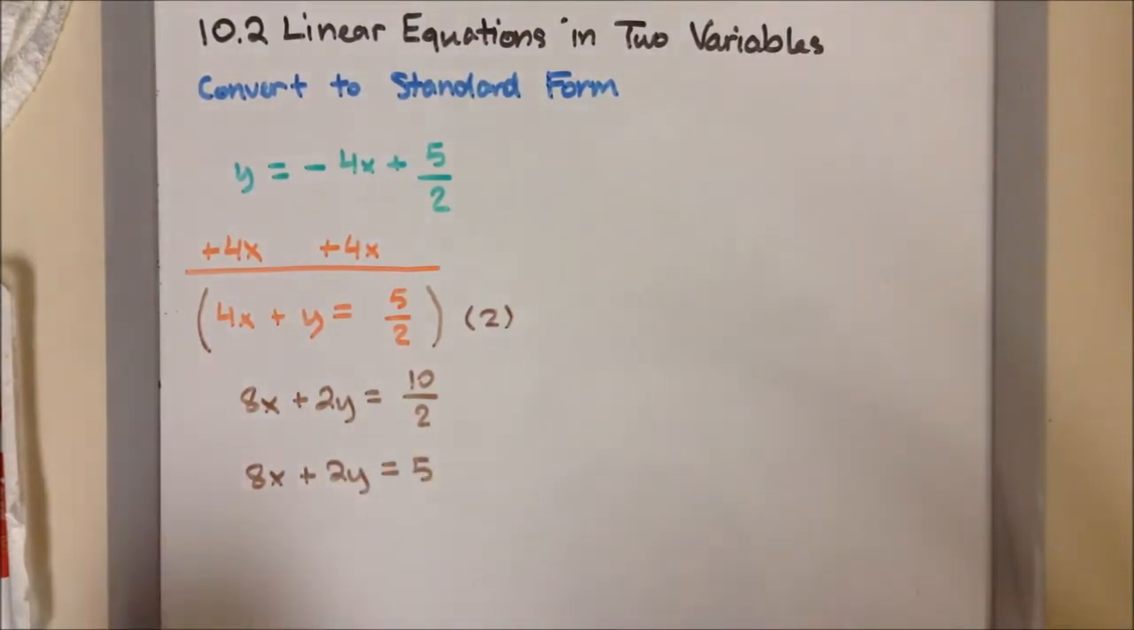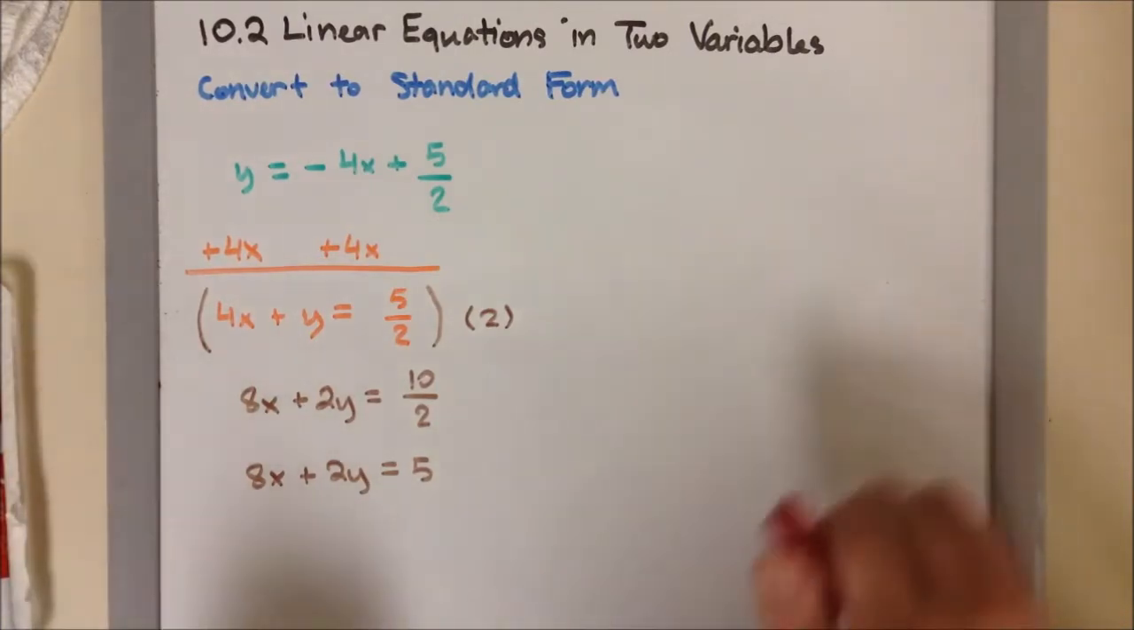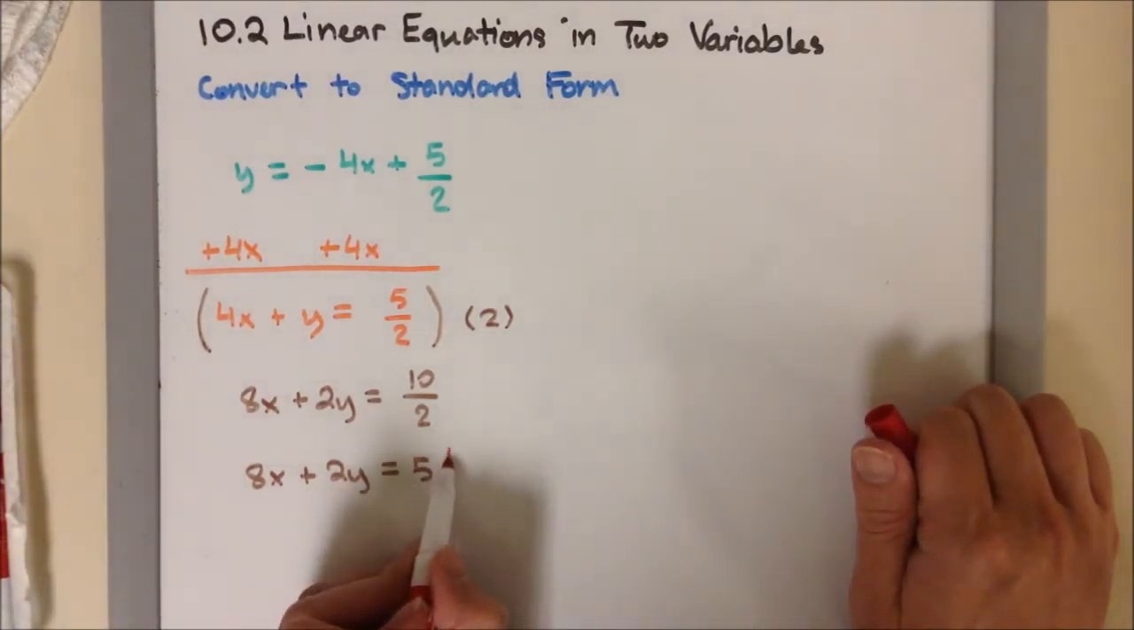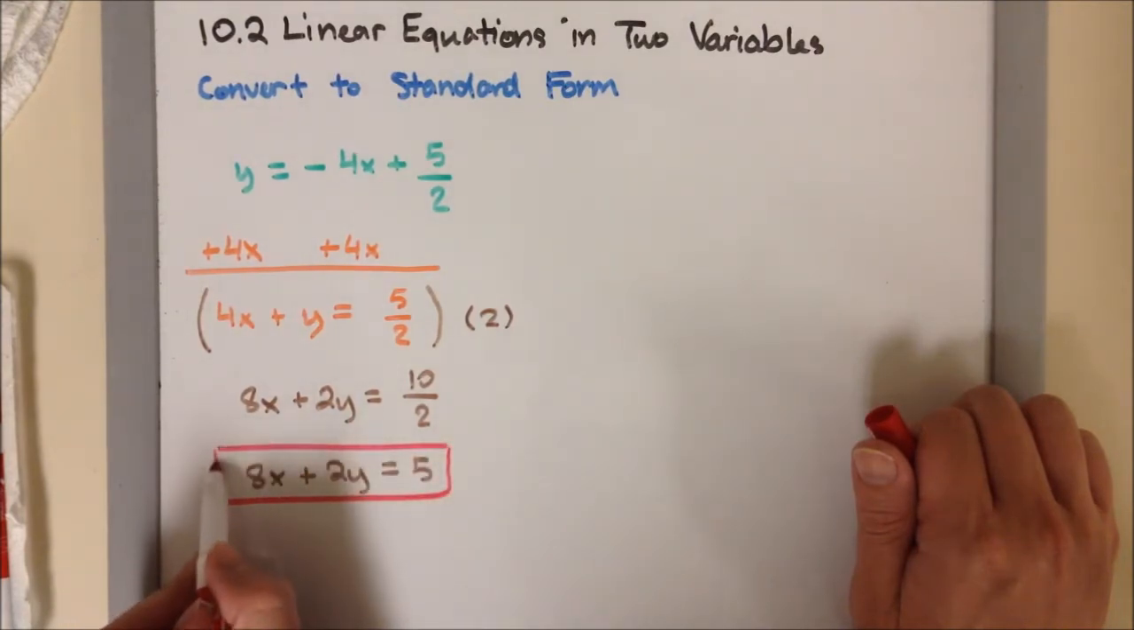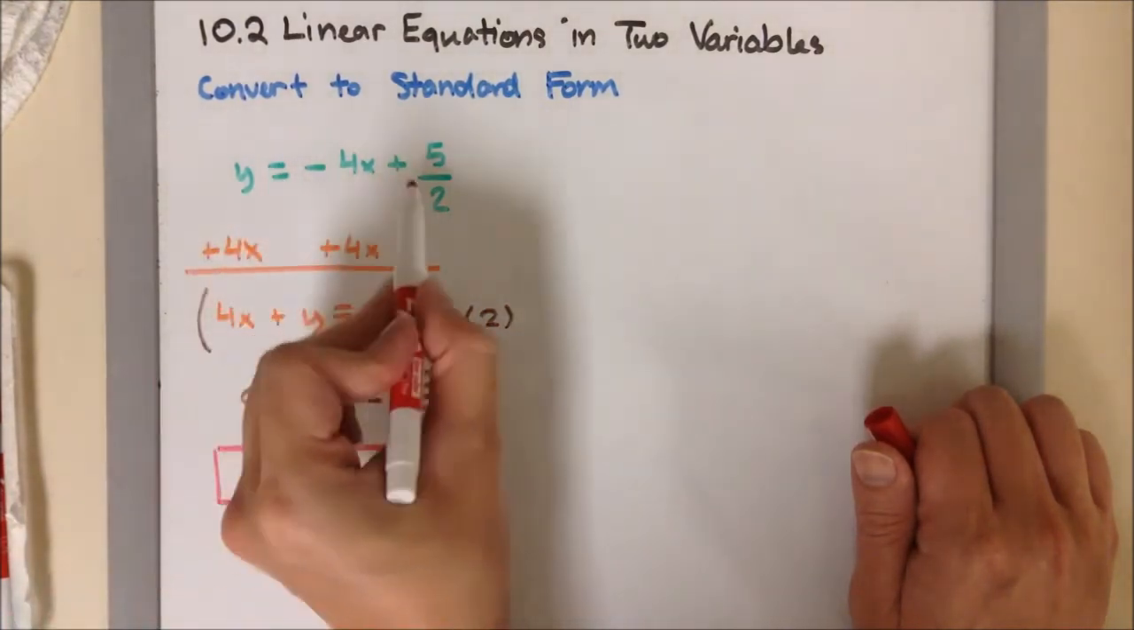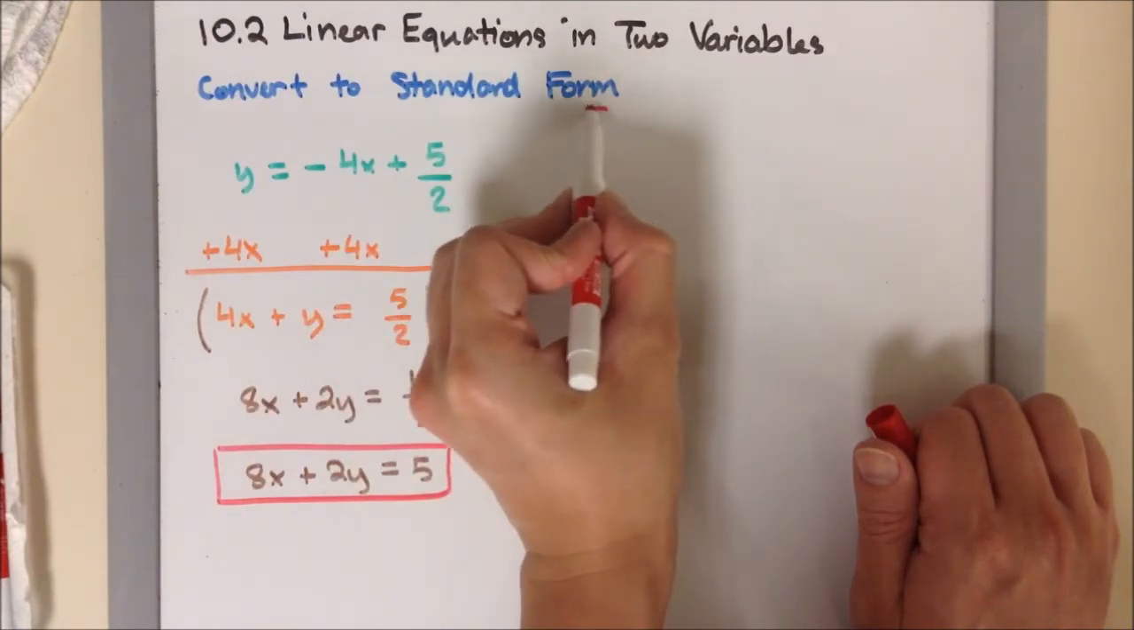So now I have the standard form where x and y are on the same side, and I do not have fractions, so this will be my final answer. And that's basically how you would convert from slope-intercept form to standard form.